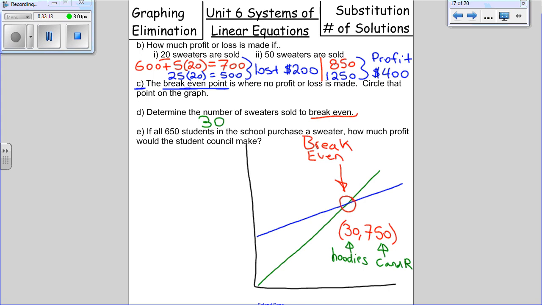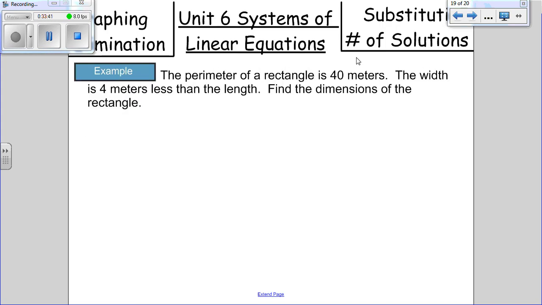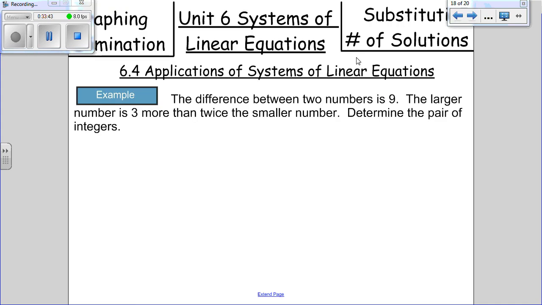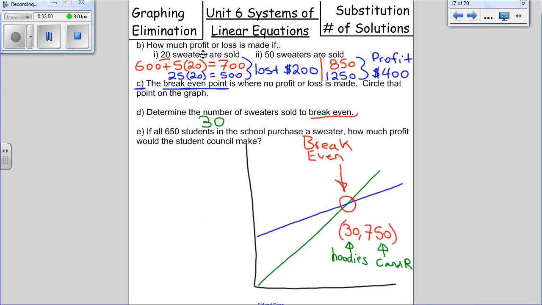We're going to skip question E. If you want to try that on your own, you're more than welcome, but it's pretty much the same thing as B. It's just saying if 650 people buy hoodies, how much money would you make? Actually, we have time. I thought we had one more question. So go ahead, see if you can calculate this one on your own. I'll go through it in detail, but try it on your own. See if you can figure out how much profit would you make if you sold 650 hoodies.